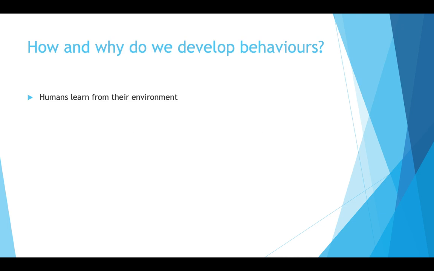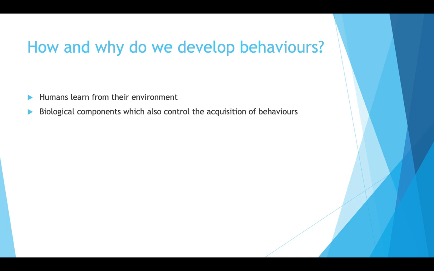So how and why do we develop behaviours? Well, as humans, we learn from our environment from the very first moment we come into the world, and even before. There's research to show that fetuses can hear and learn sounds of their caregivers' voices even in utero. And as soon as we are born into the world, we start to develop an understanding of the fact that our behaviours can have effects, and that we can actually create some control in our world and in our environment by the types of behaviours that we do.